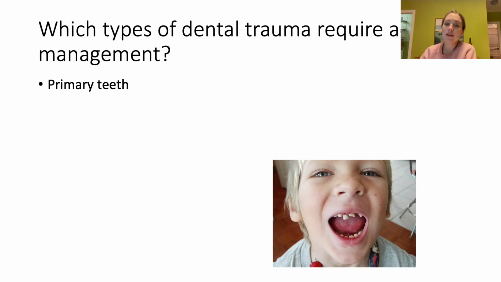So what types of dental trauma require acute management for primary teeth or baby teeth? It's very, very few. Anything that you think is at risk for aspiration. But I will say, even though in all the guidelines it talks about aspiration risk, I've never heard of a child aspirating a tooth that is very, very wiggly. I've heard of aspiration when the tooth has been knocked out, but not if it's just dangling by a thread.